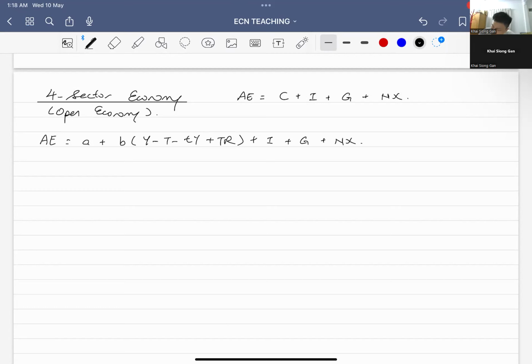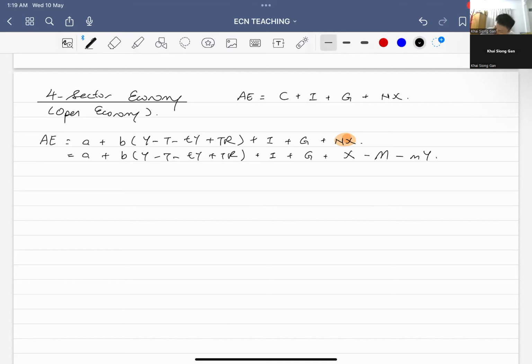Okay, and now I want to expand these net exports as well, because net exports includes exports minus imports and minus induced imports. So therefore I will rewrite it into A plus b bracket Y minus T minus tY plus TR plus I plus G plus exports minus imports minus any of the induced imports. Induced imports means the expenditure you spend on imports that's dependent on the national income that you earn. So therefore, this is the formula that we have formed.